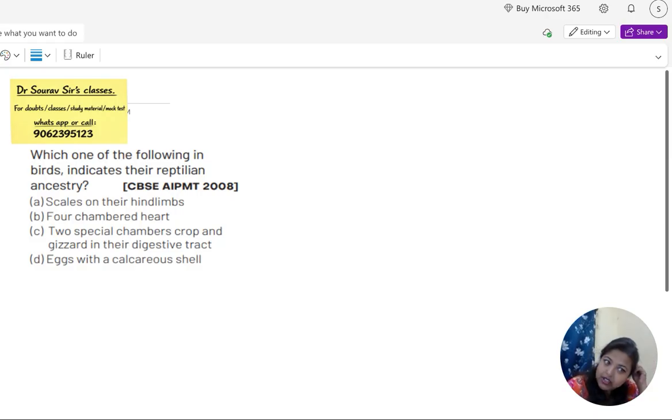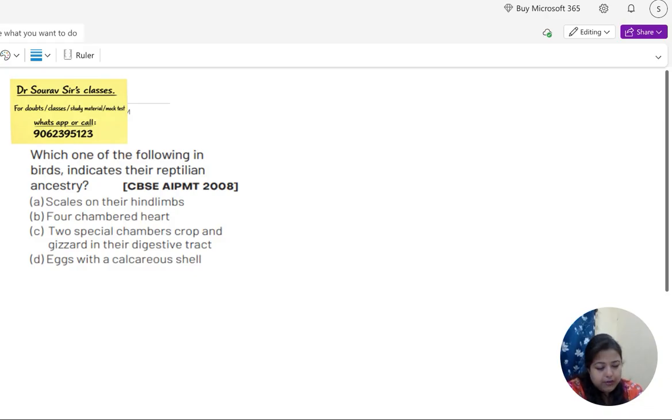So we know that birds have evolved from the reptilian ancestry, especially from dinosaurs. So we look for features in birds that resemble reptiles, because they come from that reptilian ancestry. Now, how to identify and what to identify? Basically, a feature in birds that is very similar to reptiles indicates common ancestry. Now let's evaluate the options.